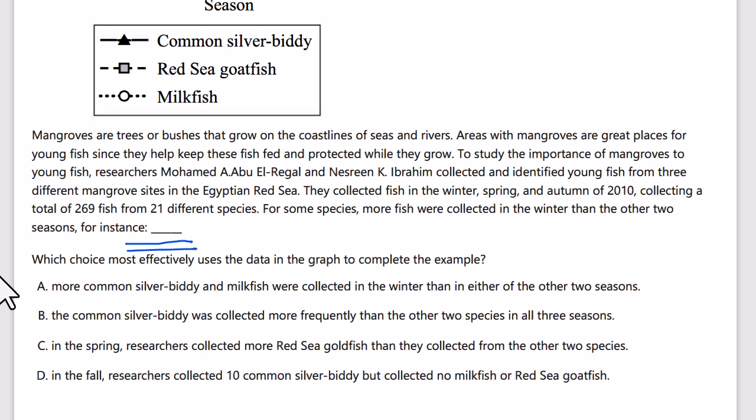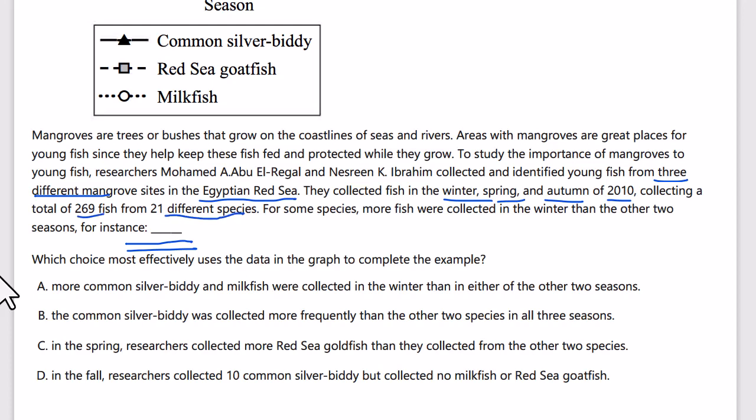So let's read. Mangroves are trees or bushes that grow in the coastlines of seas and rivers. Areas with mangroves are great places for young fish since they help keep these fish fed and protected while they grow. To study the importance of mangroves to young fish, researchers collected and identified young fish from 3 different mangrove sites in the Egyptian Red Sea. They collected fish in the winter, spring, and autumn, so 3 seasons from 3 sites in 2010, collecting a total of 269 fish from 21 different species.